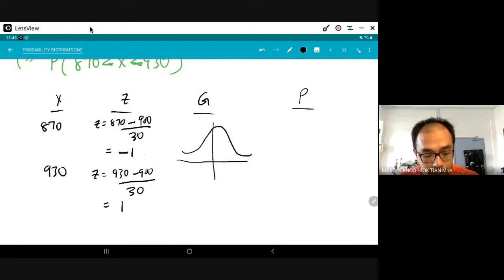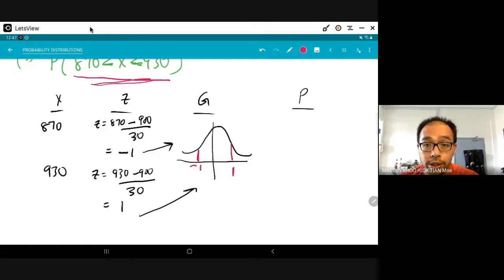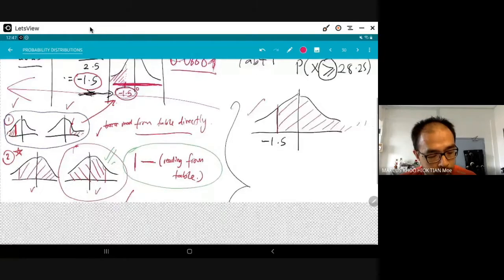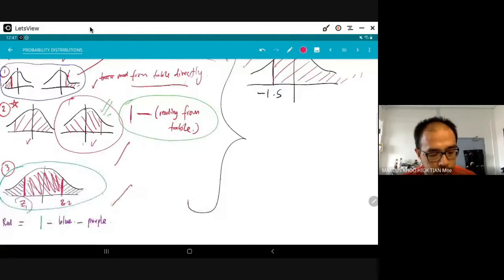Now, let's place the two z values in here. -1 is on the left side, so left side over here, -1. 1 is on the right side. And since we want an in-between situation, we shade this side. When we shade, we go back to our notes. If we are shading in the middle, what do we do? We take the reading, and we minus both the readings from 1, so that we get the area in the center.